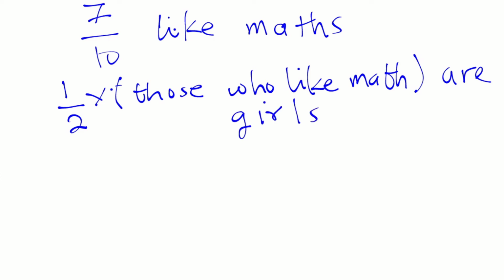Okay, so to know those who like maths before we can get those who are girls, we are told from the question that 240 people are in the school. So to get the number of students who like maths, we find 7/10 of the number of students in the school. So we do 7/10 of 240 pupils.